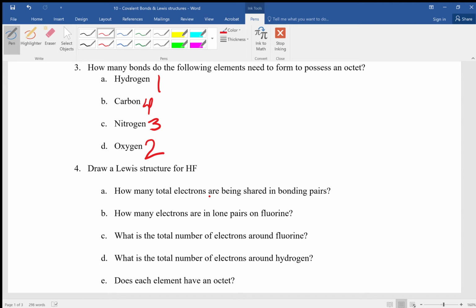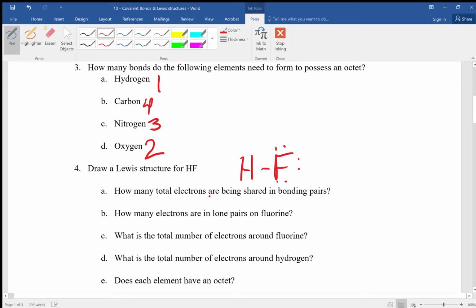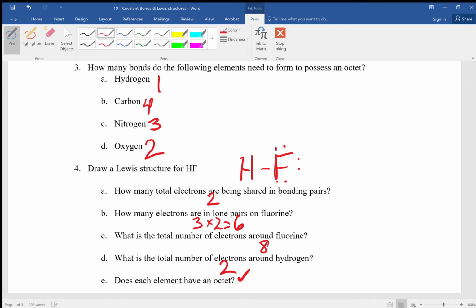All right, draw a Lewis structure for HF. We have 2 electrons in bonding pairs. We have 3 lone pairs on fluorine, times 2 electrons is 6. There's 8 electrons around fluorine, 2 around hydrogen, and yes, everyone has an octet. Remember again that for hydrogen, an octet is 2 electrons, not 8.